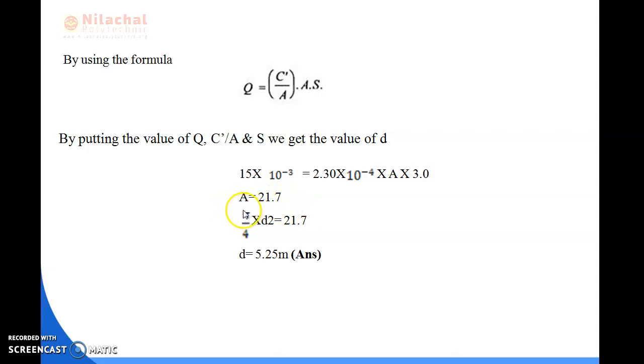So by solving this, pi by 4 into D square equals 21.78, and D equals, we can find out the value, that is 5.25 meter. Okay, so you can see here D equals 5.25 meter. So I have already found out the value of D, that is D equals 5.25 meter. Okay, so this is the problem of recuperation test method.